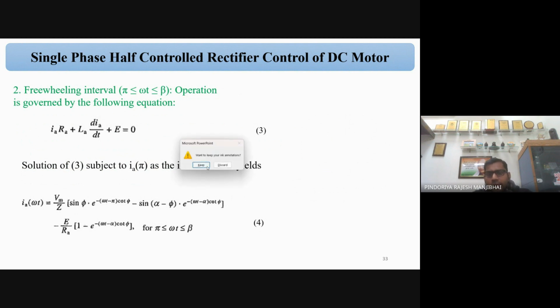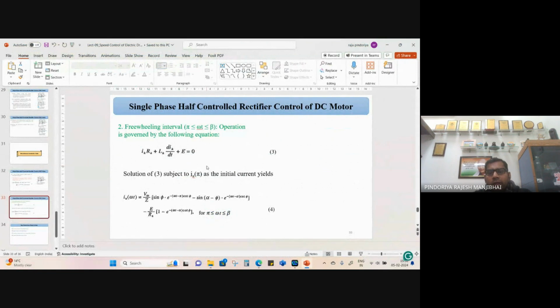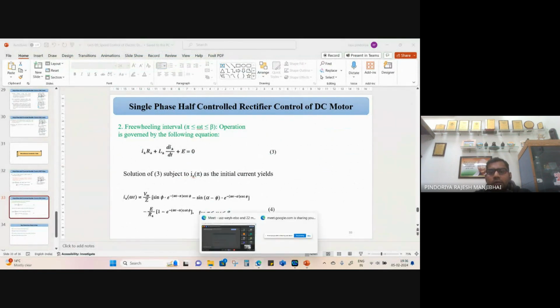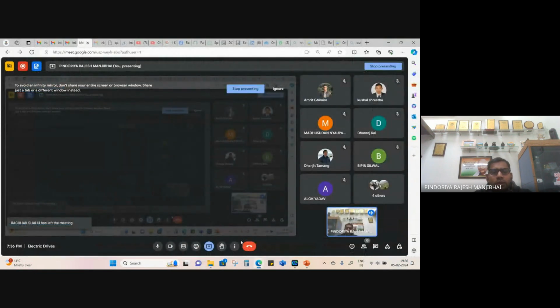Yes, students, any query, any confusion from today's class? Today's class is a very important class, because we have to control the DC motor by power electronics circuits, and you have to implement the single phase fully controlled rectifier as well as the single phase half controlled rectifier in MATLAB.